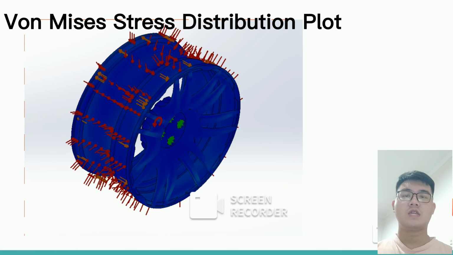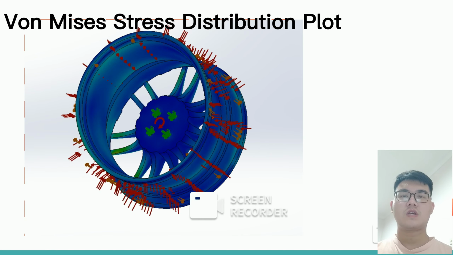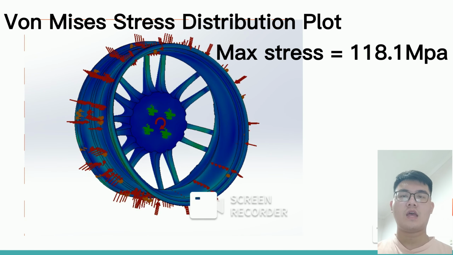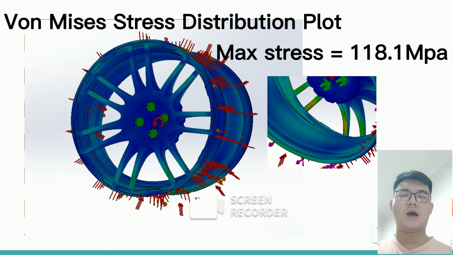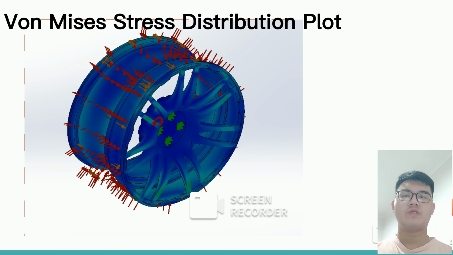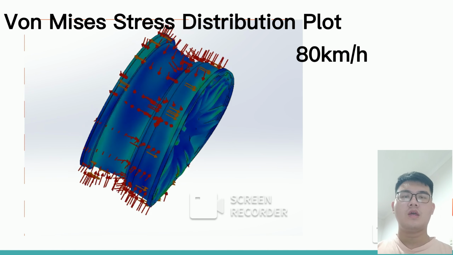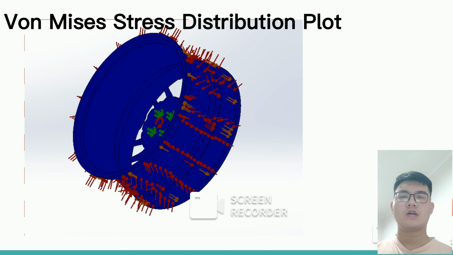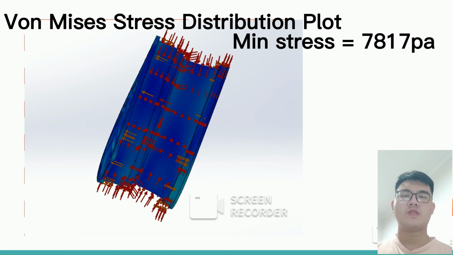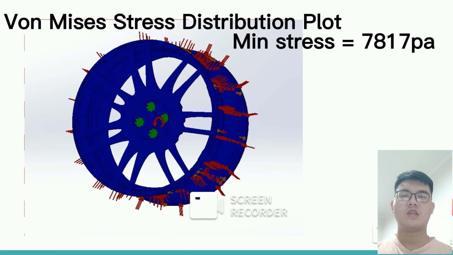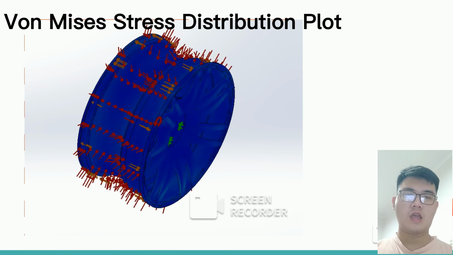As you can see, this is the animation for the von Mises stress distribution plot. The highest stress of 118.1 megapascal is plotted at the lower part of the spokes. This is due to the vertical ground reaction, but since the car is moving at 80 km per hour, the highest stress is slightly lower than the stress at load case 1. The lowest stress is 7,817 pascal, which is located at the center and rim lid of the rim.